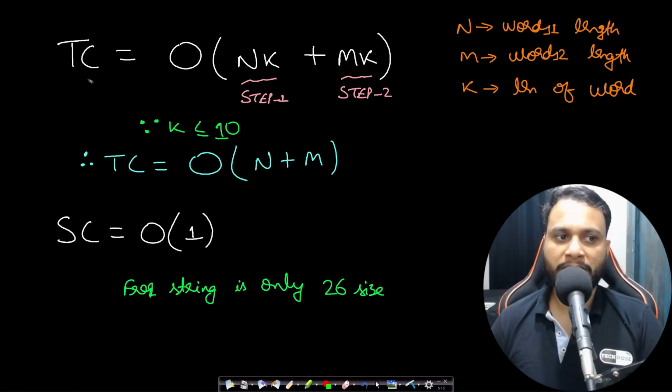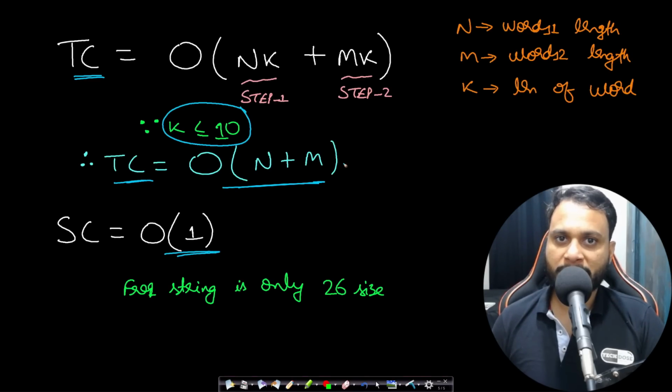So if you look at the time complexity, it will be nk plus mk, and since we already know that the word length is less than or equal to 10, we can just ignore this and say that the time complexity will be order of n plus m, right? And the space complexity is order of 1. So this is all about the problem. Let's now look at the code.